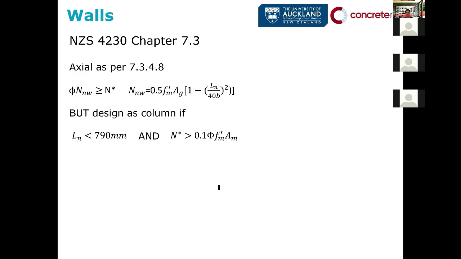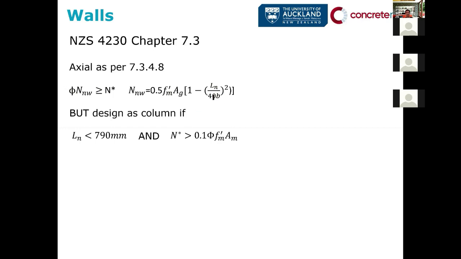Now, how do we make sure that our capacity is larger than the demand? This is the same as for other standards like 3101. The strength reduction factor times the capacity has to be larger than my demand, my N star. Now we calculate my capacity with this equation there, based on the compressive strength of the masonry, which is 12 for our simplification, the gross area of the wall, and then a function of the distance between the bars and the width of the wall.